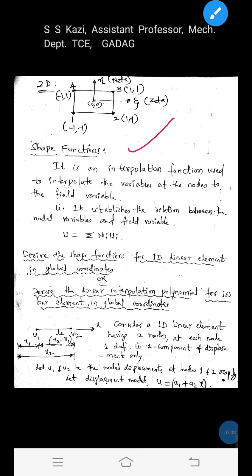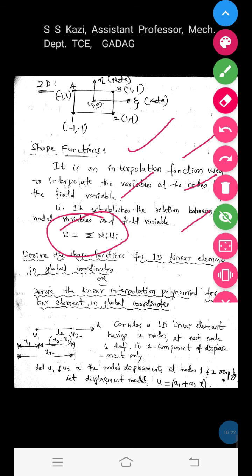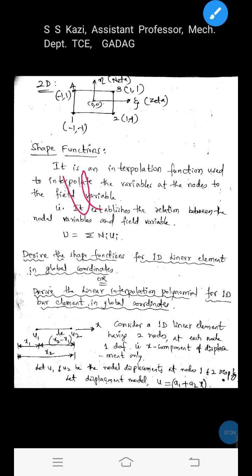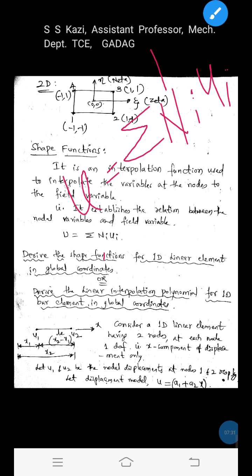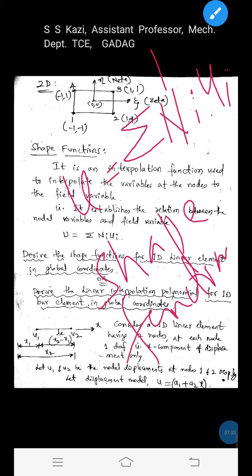Now what do you mean by shape function? A shape function is an interpolation function which is used to interpolate the variables at the nodes to the field variable. That means it establishes the relation between the nodal variables and the field variable. You can write this expression: u is equal to summation of Ni ui. What do you mean by this expression? Where Ni is the shape function at node i.